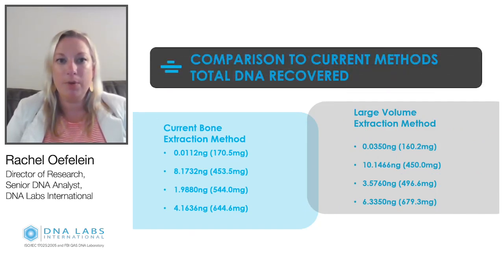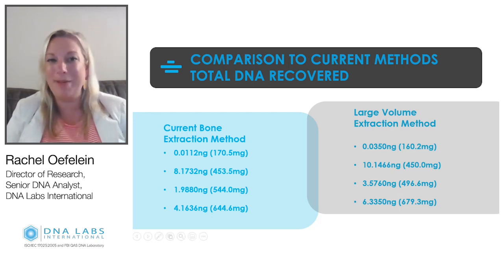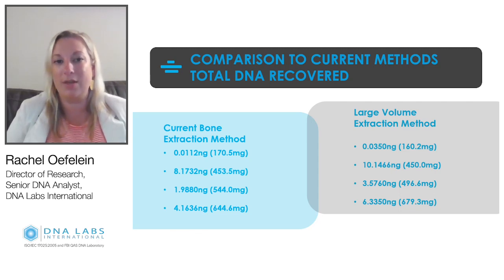So here's our current bone extraction method against the large volume extraction method. And you can see pretty much across the board here, not even pretty much, it's every single sample, we had an increased yield. What's interesting here is that these are actually really similar inputs. For example, if you look at the first one, we have 170 milligrams versus 160. So we've actually put in a little bit less input for bone powder here, and yet we're having a higher yield return. So this is ideal for our genealogy cases. Our original bone method, we actually only use typically for teeth at this point.